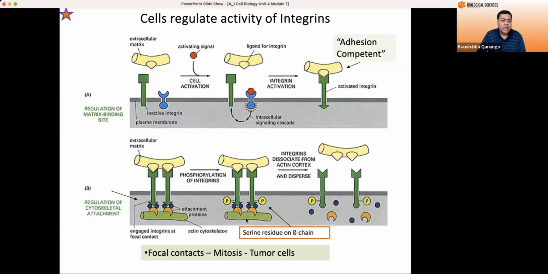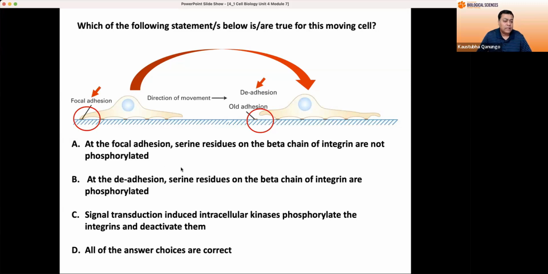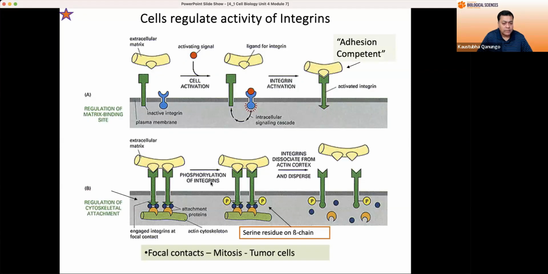Just remember the importance: at the deadhesion focal point, you need to phosphorylate. Serine residues of the beta chain of the integrin are phosphorylated. That is the important part. If you look at the focal adhesion, the serine residues on the beta chain integrins are not phosphorylated in any one of them. If they are phosphorylated, they will come off. At the deadhesion, the signal transduction induces intracellular kinases to phosphorylate the integrin. Who will phosphorylate the integrin is not shown; that there are kinases is the extra part.